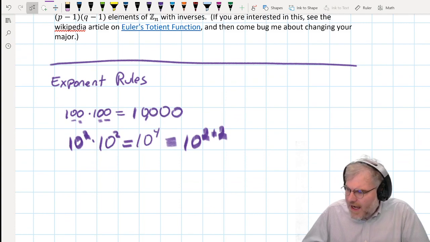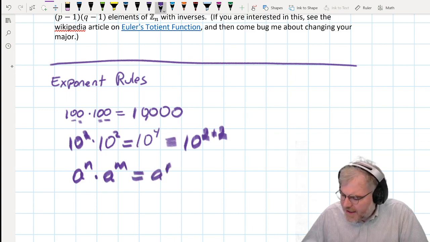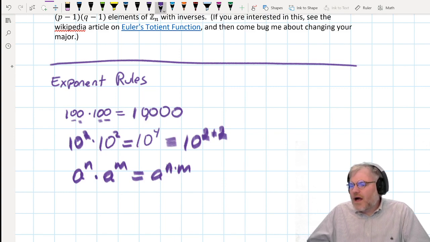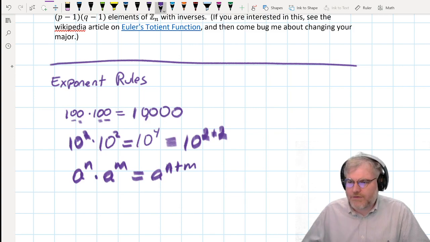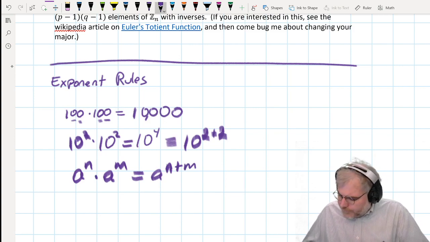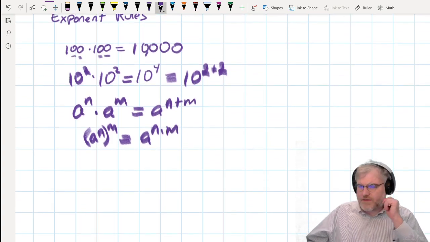So if I have a to the n times a to the m, that is the same thing as saying a to the n plus m. That's the general rule for adding exponents. And there's also this one, that a to the n, to the m, equals a to the n times m. And that's our other major exponent rule.